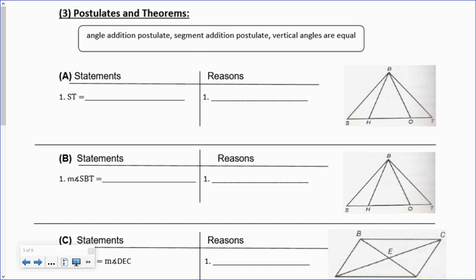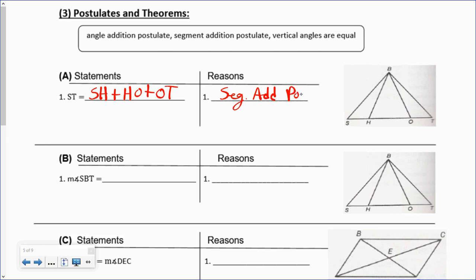Say again? ST equals ST. I don't want the reflexive. I'm trying to use the segment addition postulate. SH plus HO plus OT. Good. SH plus HO plus OT. You take all the little pieces and add them together. Isn't that equal to ST? That's the segment addition postulate.